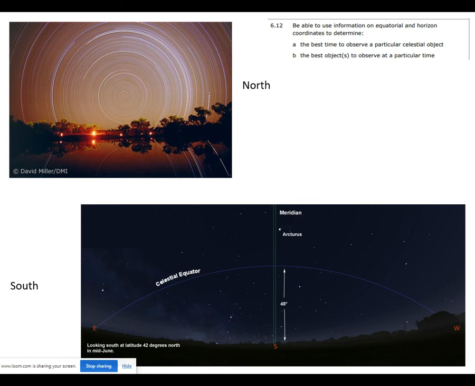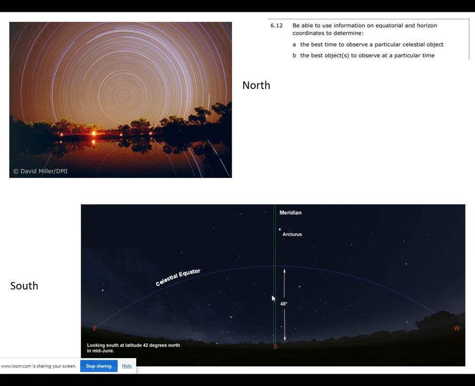Be able to use information on equatorial and horizon coordinates to determine the best time to observe a particular celestial object and the best objects to observe at a particular time. So, if you look north, the stars will appear to rotate around Polaris. Polaris will pretty much stay where it is, and the stars will go anti-clockwise around as you're observing. So they will cross this point, which is the line to north, here and here. So that's when they culminate, but this point here is when it would be the best to observe.